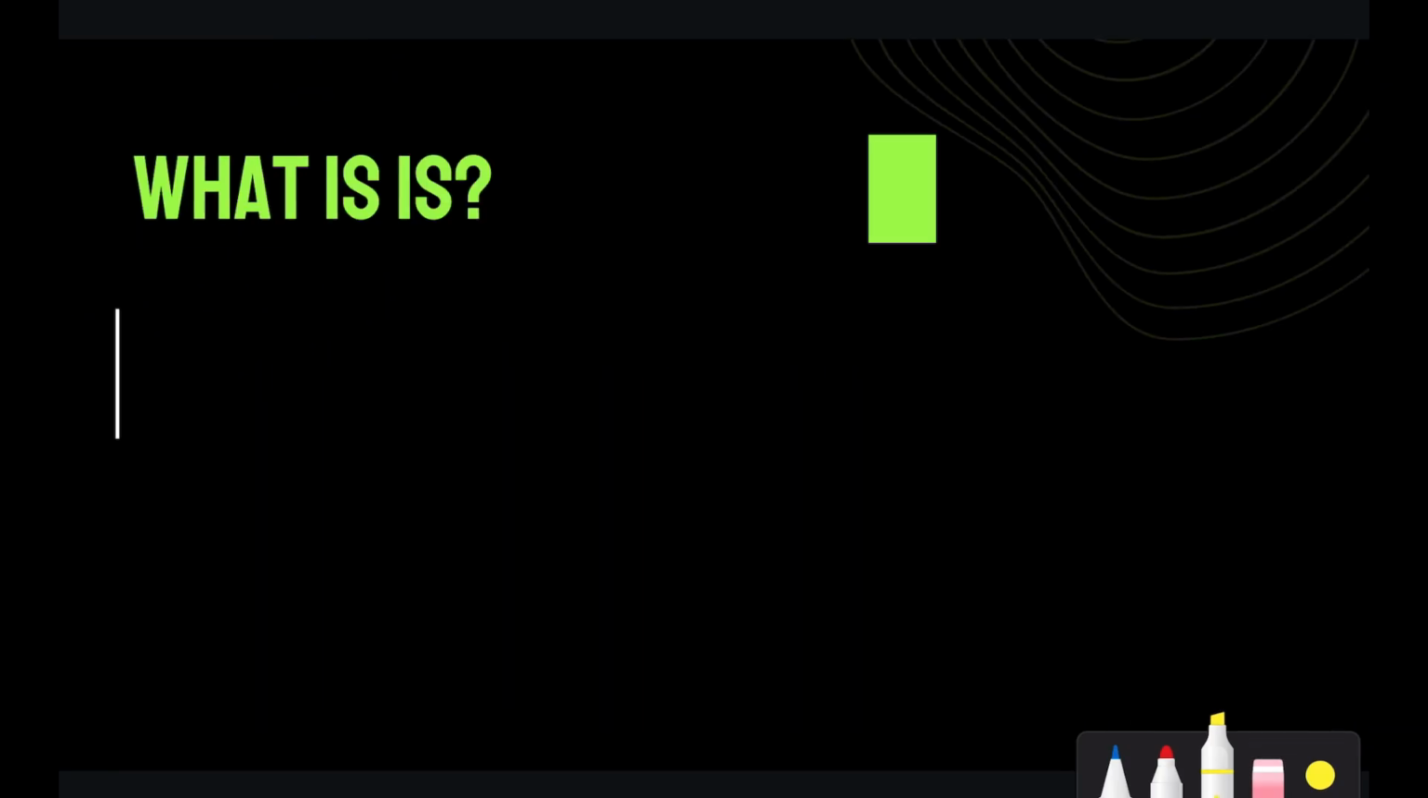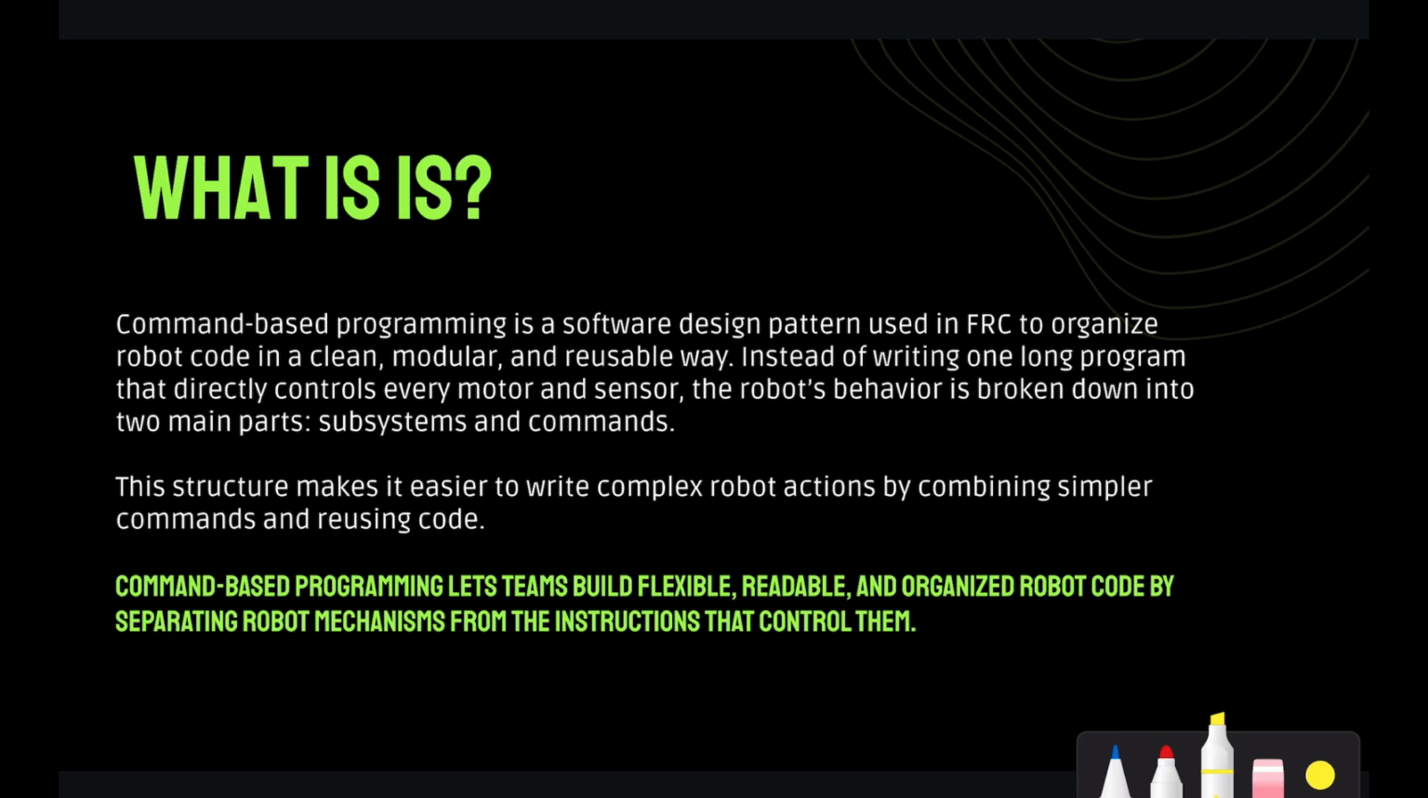Shamelessly stolen from WPILib. What is it? Command-based programming is basically a method of organizing your robot. It's clean, it's modular, and you're able to reuse it, right? Once you write your swerve code, you can use that swerve code for many years to come, or at least with minimal adjustments to it as well. Everything is in fact modular.